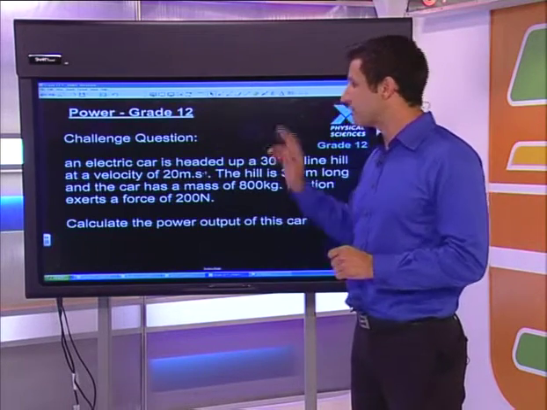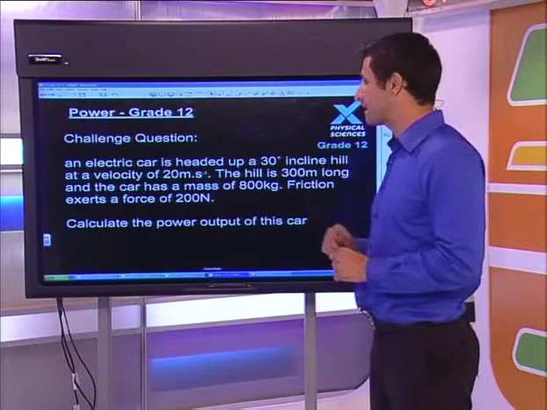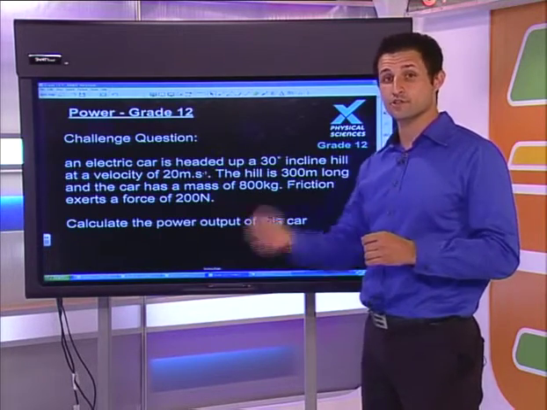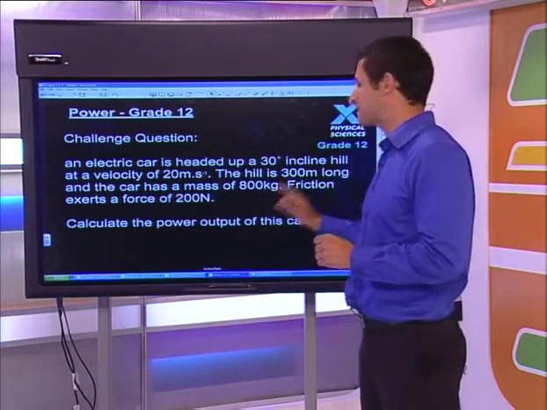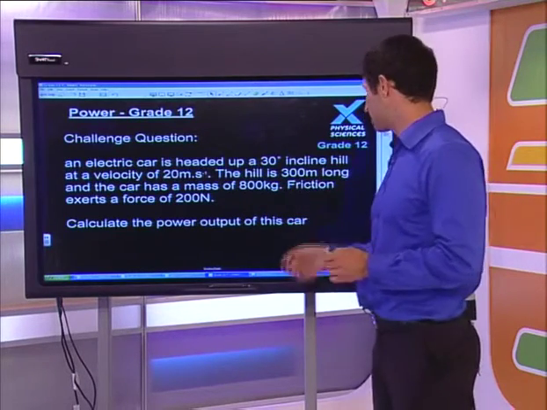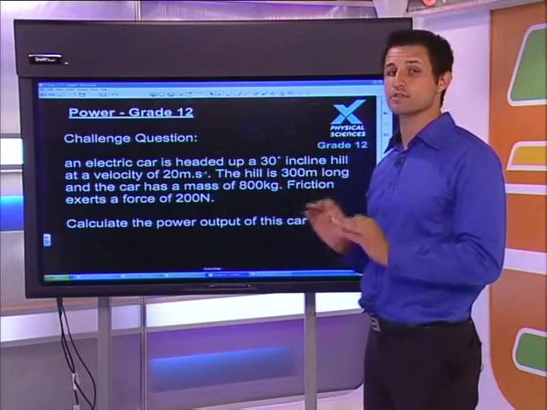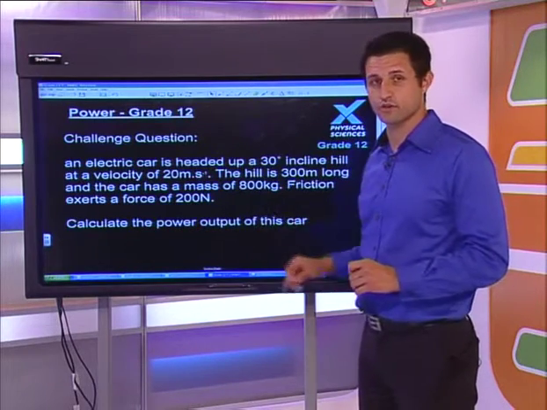And here it is. I've got an electric car headed up a 30-degree incline at a velocity of 20 meters per second, and that is in the direction of upwards. The hill is 300 meters long, and the car has a mass of 800 kilograms. Friction exerts a force of 200 newtons, which is going to stop it slightly. I would like you to calculate the power output of this car.